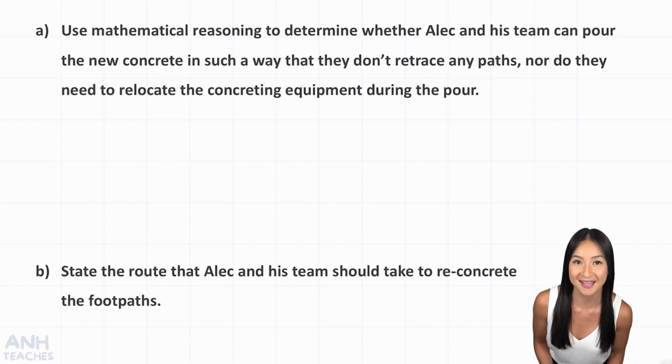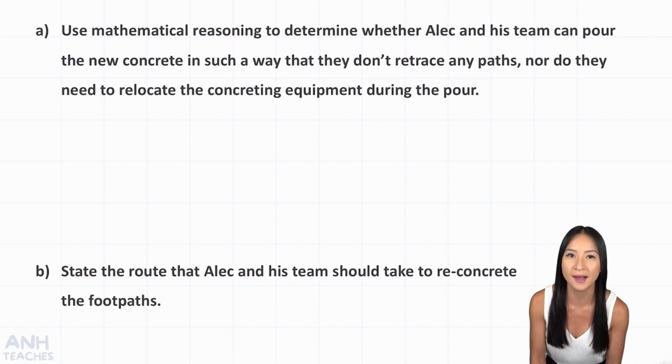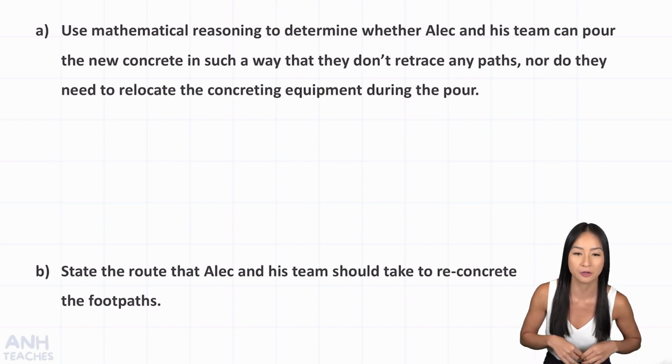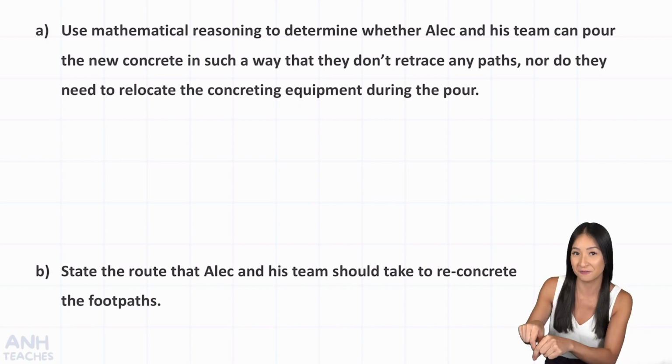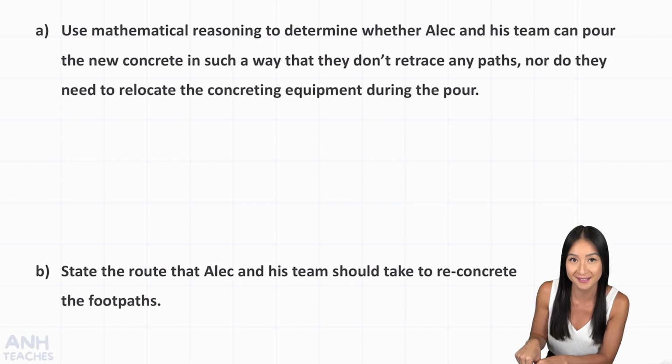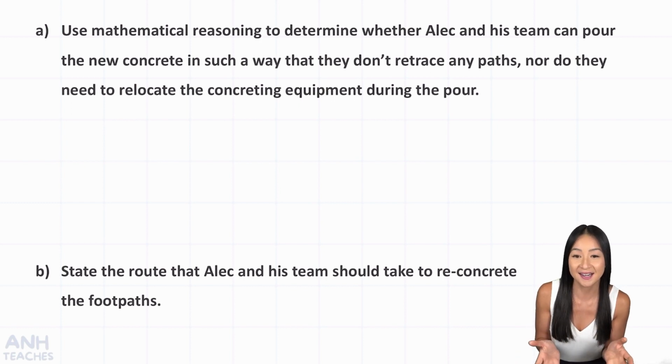Now, the other two things that support that is that we don't want to retrace any paths and we don't want to relocate the concreting equipment, meaning that we don't want to pick our pen off the page to move to a different section. So it's asking us if this graph is traversable, and then we can go one step further to say whether it's semi-Eulerian or Eulerian.